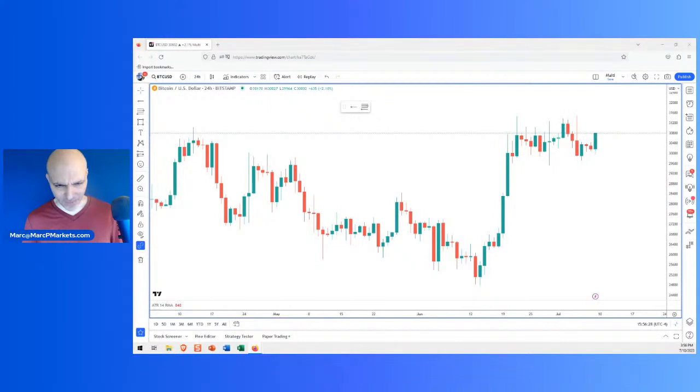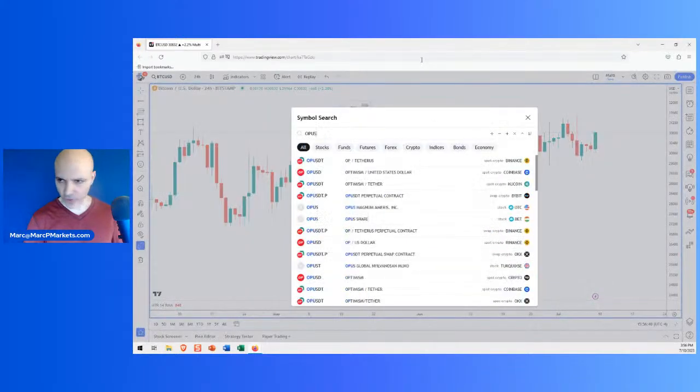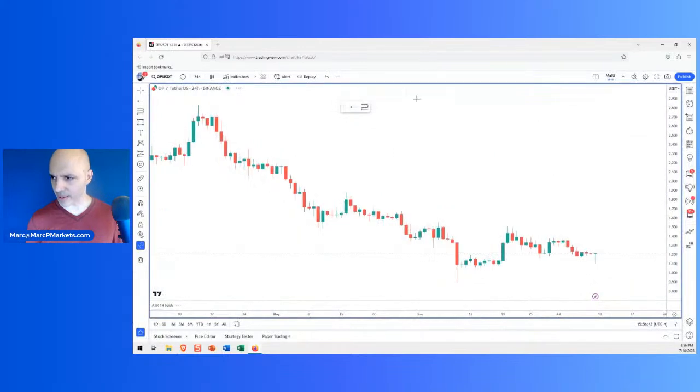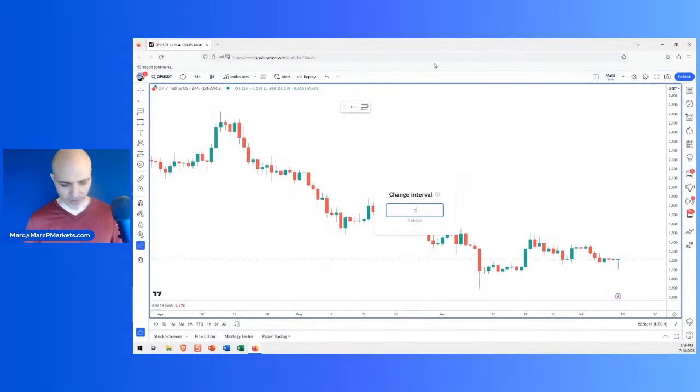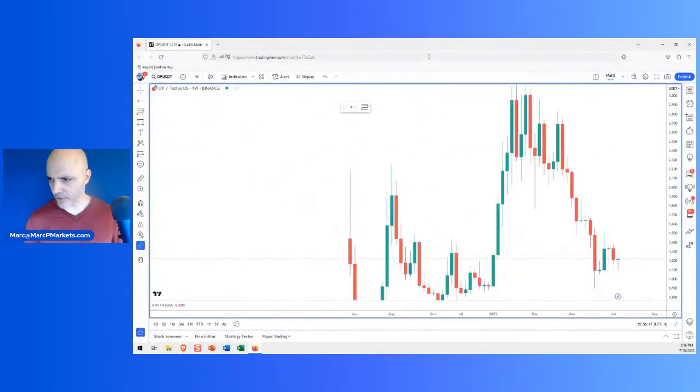All right. I saw a question about OPUSDT from Alex. Let's take a look. What is that? Another altcoin. All right. Let's go to the weekly chart real quick.